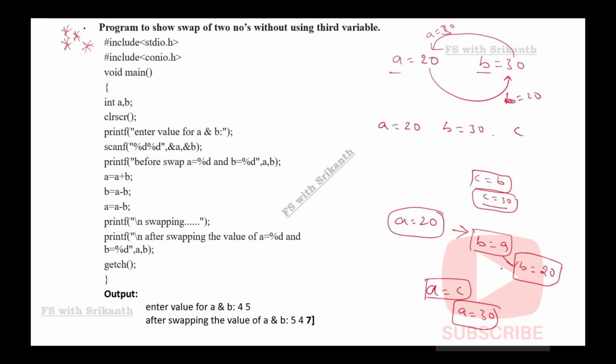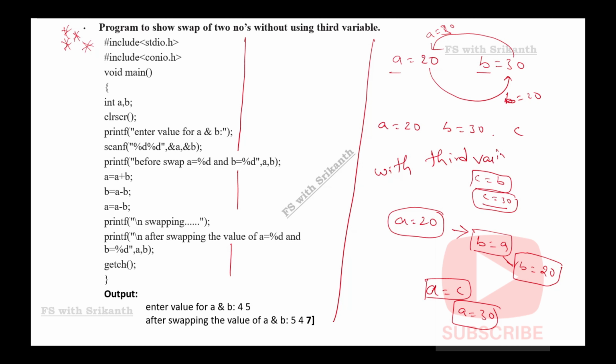This is swapping with the help of a third variable. But right now in this program you never use a third variable. With a third variable it is very simple, but right now you want to focus on swapping without a third variable. Just observe, suppose the value of a is 20 and b value is 30. We want to exchange the a and b values.